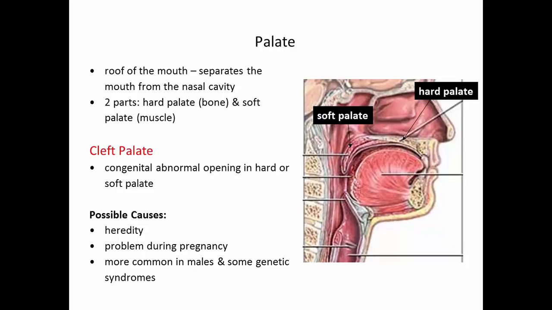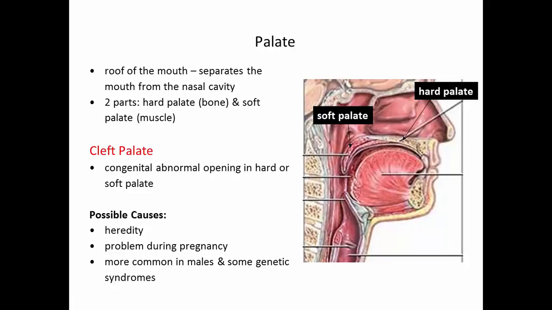Okay, the roof of our mouth is called the palate, and it separates our mouth from our nasal cavity. So if you look at this picture here, this is the palate right here. The palate is actually made up of two parts. There's a hard palate, which is made up of bone, and that's at the front, and then a soft palate, which is at the back, and that's made up of muscle.